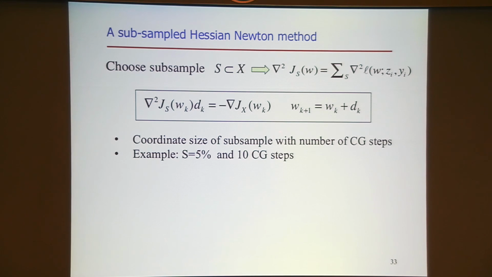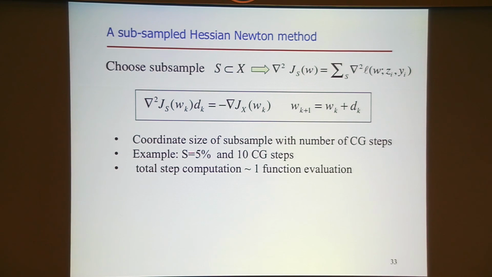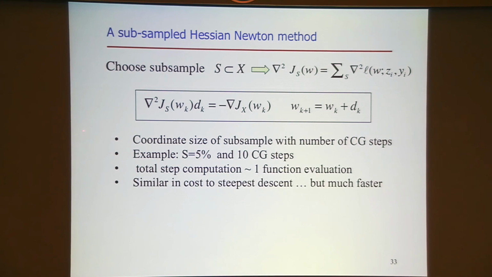So for example, if the sample used for the Hessian is only 5% of that used for the gradient, and I use 10 conjugate gradient steps, then one total conjugate gradient cycle, one whole Newton step, is going to cost me less than one function evaluation. What I'm saying here is that I am describing a Newton CG method whose cost is very similar to a steepest descent method, but whose properties are going to be very different.